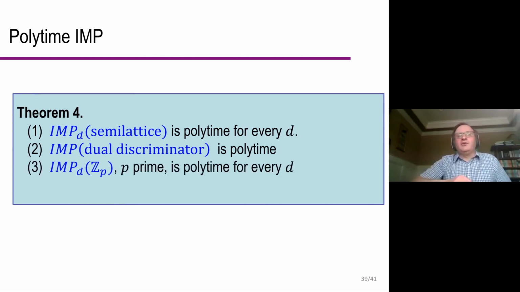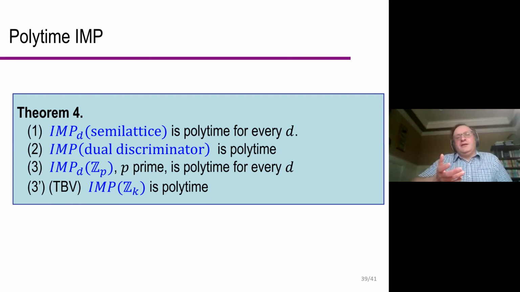And I can solve IMP sub D of Z_p, not only the two-element field, but any prime field, any prime characteristic field, can be solved in polynomial time as well. Well, and we suspect that we actually can do it a little better and show that for any abelian group we can solve it. Well, not Z_k actually. For any abelian group, this can also be solved in polynomial time. If I have an affine operation of any abelian group, then the IMP can be solved in polynomial time.